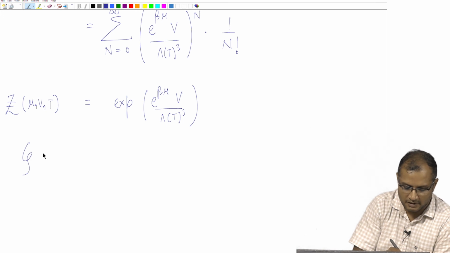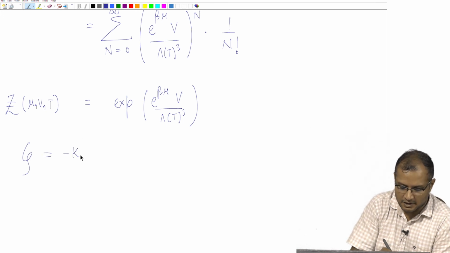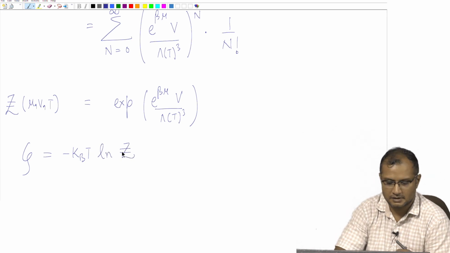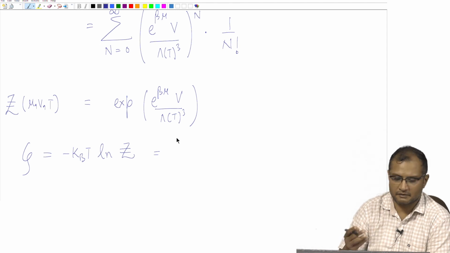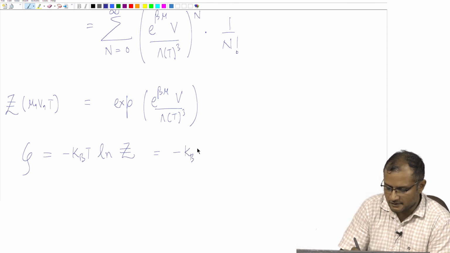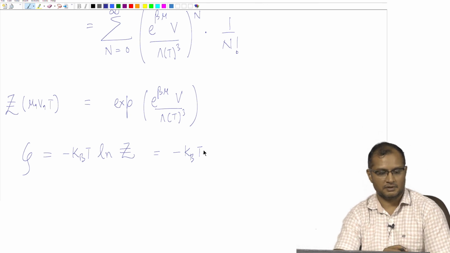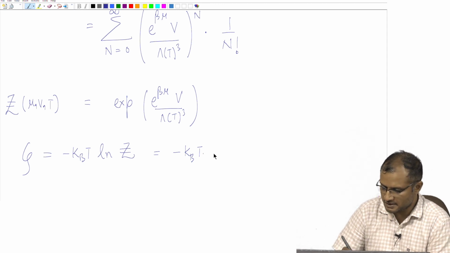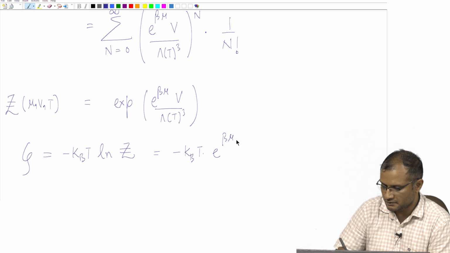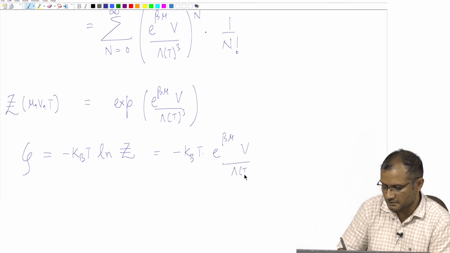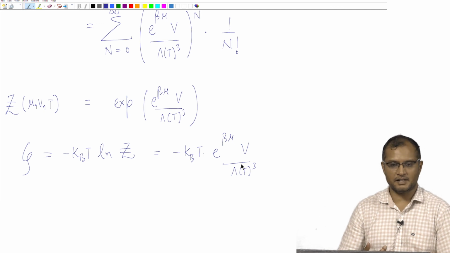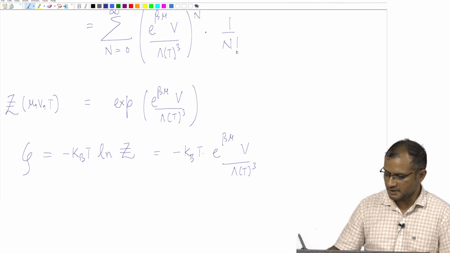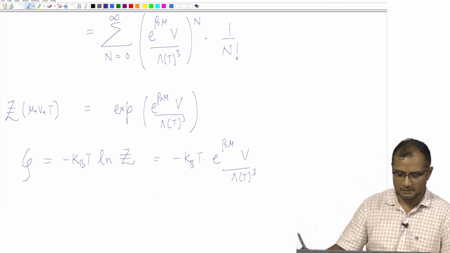So, the grand potential was minus kB T into ln of the grand partition function. These are symmetric laws. For every ensemble you have something that is an energy scale and connects to the partition function. So, if you take a logarithm of this, you just get e to the power of beta mu V by lambda_T the whole cube. All right, that is the final step. You got the grand potential, you have this symmetric relationship which has given you the grand potential.